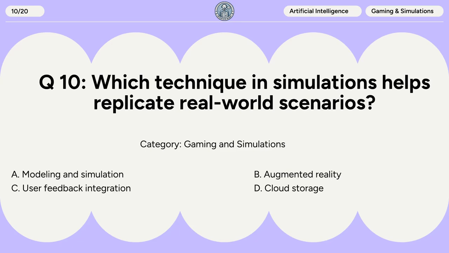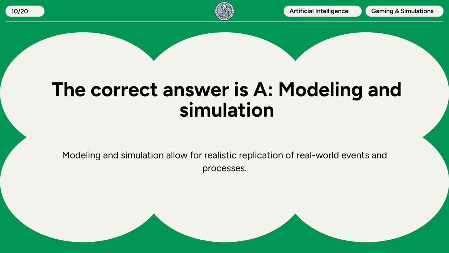Question 10. Which technique in simulations helps replicate real-world scenarios? A. Modeling and simulation. B. Augmented reality. C. User feedback integration. D. Cloud storage. The correct answer is A. Modeling and simulation. Modeling and simulation allow for realistic replication of real-world events and processes.